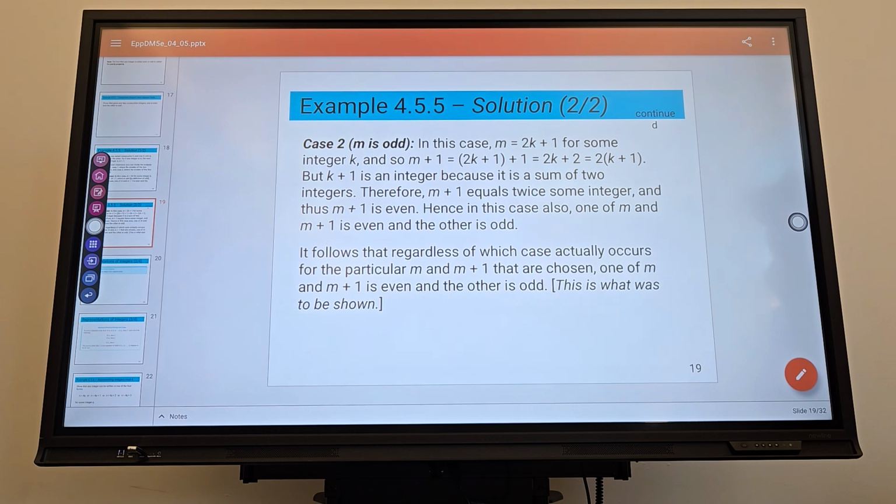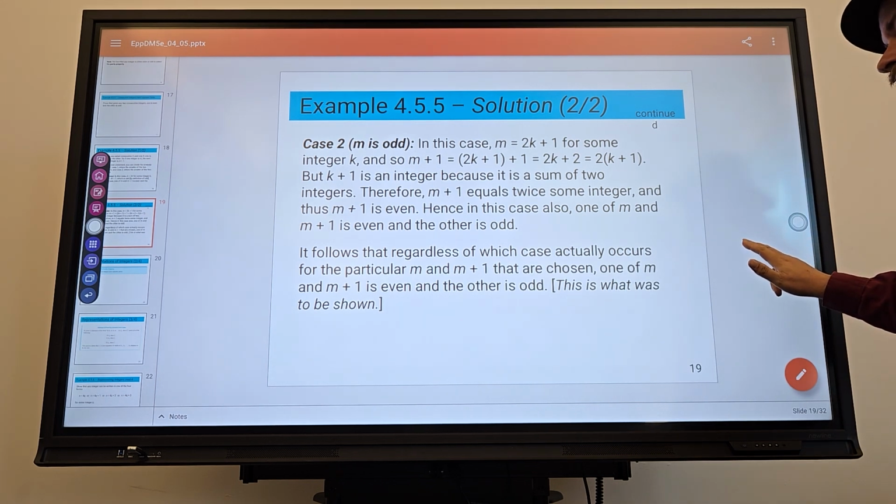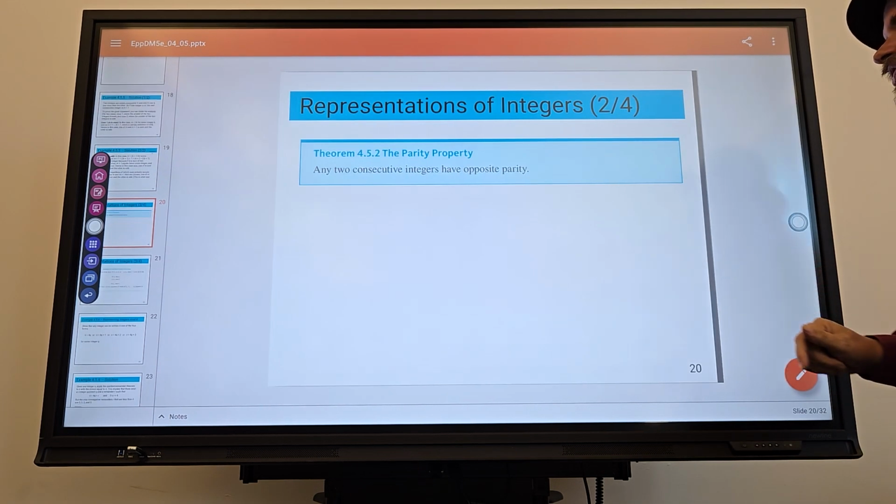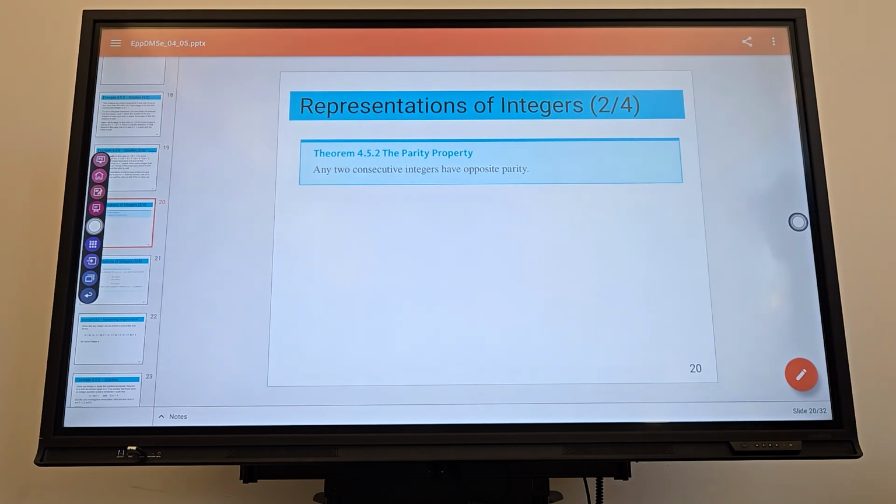It follows that regardless of which case actually occurs for the particular m and m plus 1 that are chosen, one of m and m plus 1 is even and the other is odd, which is what was to be shown. So the parity property is any two consecutive integers have opposite parity.